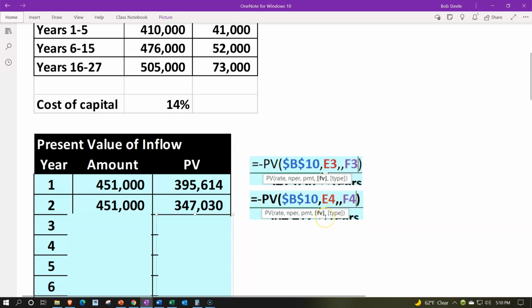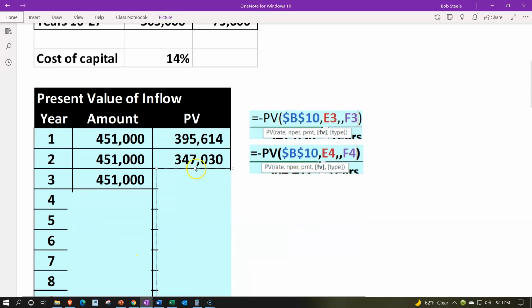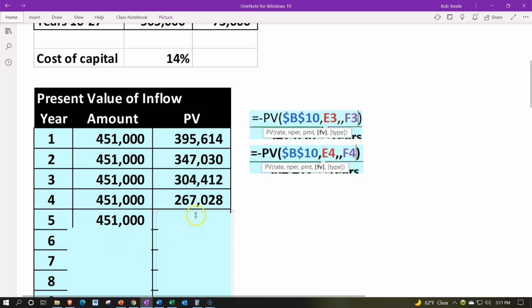And then the future value would be the 451. And that would give us our result of the 347.30. If we continue this process down, we got 3 more years here. We're going to say, all right, the 451,000 discounted 14%, 3 years out would be 304,412. 4 years out, the 451 discounted at 14% for 4 years, 267.28. And the 451 discounted at 14% 5 years would be the 234, 235.